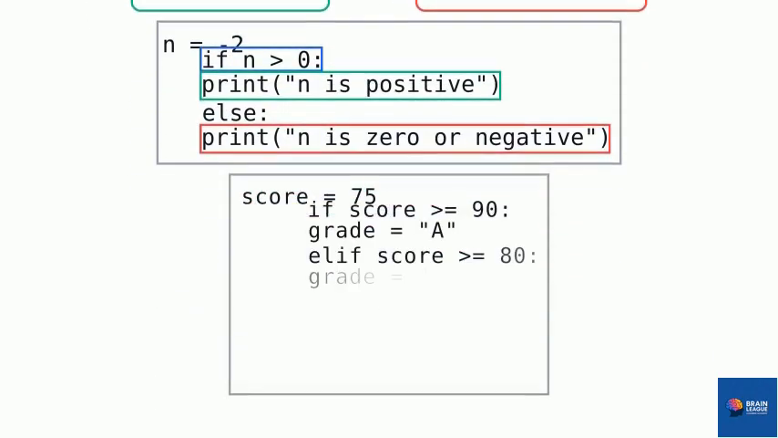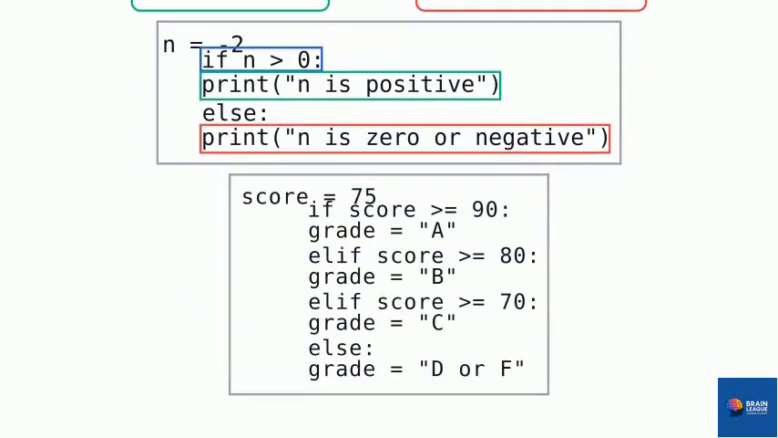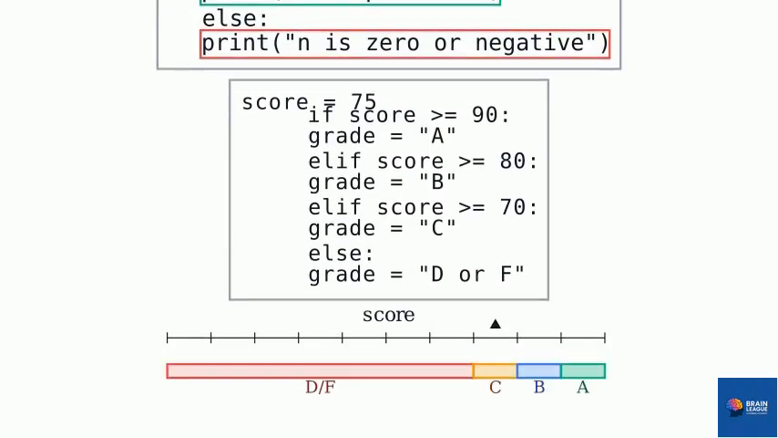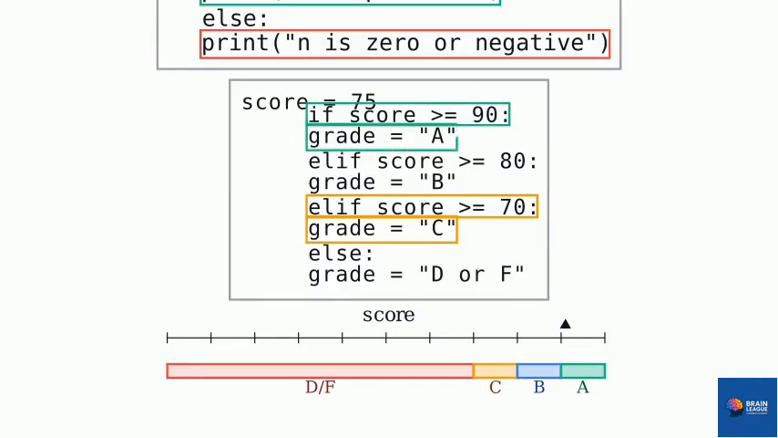When you need more than 2 choices, chain conditions using else if. We will assign a letter grade based on the score. A for 90 or more, B for 80 or more, C for 70 or more, otherwise D or F. Let us set score to 75. We will see it fall into the C branch. Now move score to 91. It will fall into the A branch.